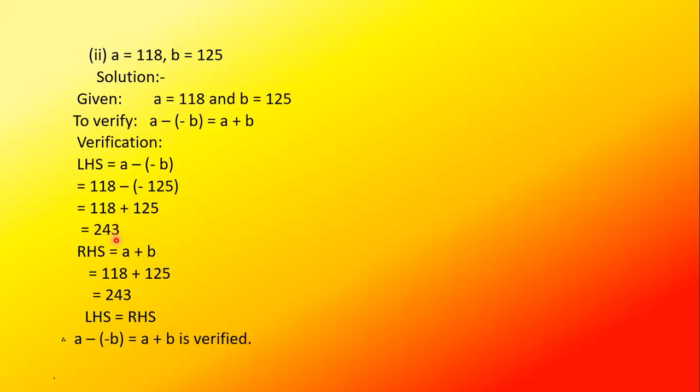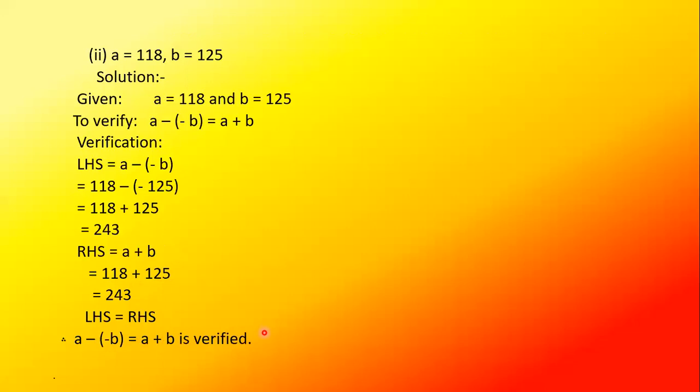Now we will do RHS. What is RHS? A plus b. What is the value of a? 118. B is 125. If we add, we will get the same answer, 243. That means LHS is equal to RHS and a minus minus b is equal to a plus b is verified. Very simply, you can easily do it. Very simple question only. The remaining 1 or 2 questions are in the textbook that you have to do yourself. Now we will move to the next question.